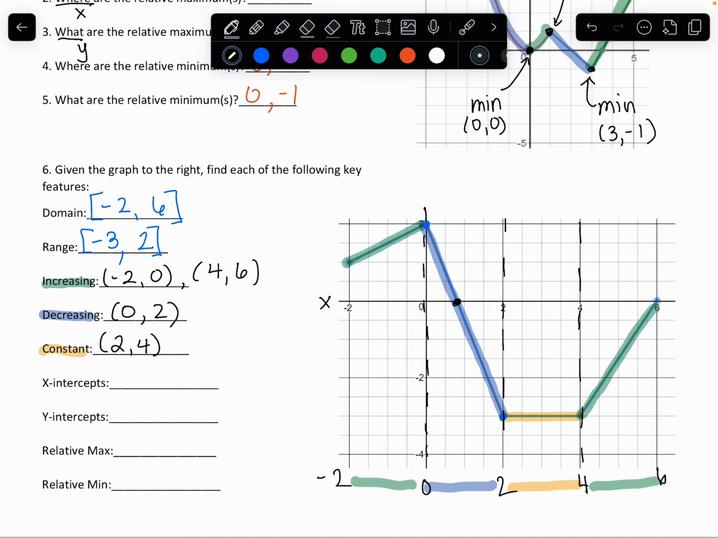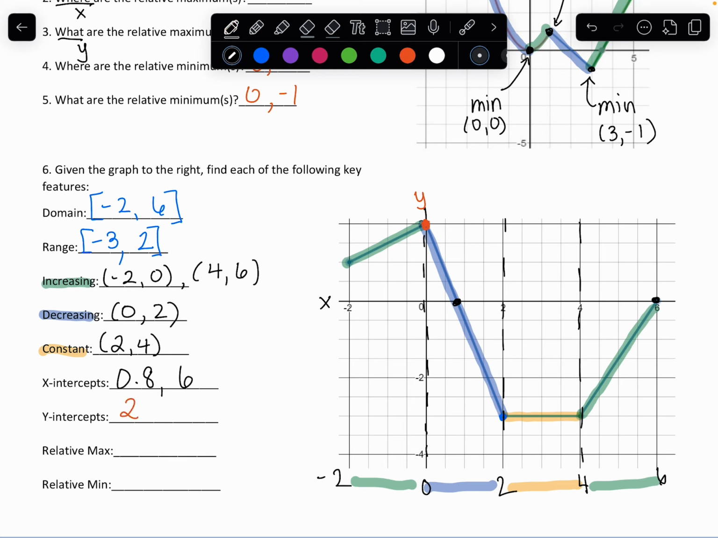Our x-intercepts, that's where we pass the x-axis. We've got 1, 2. Because they're going at half, every tick mark is about a half. So I would say like 0.8 and 6. Our y-intercept, that's where we're passing the y-axis, and in this case there's only 1, at 2.